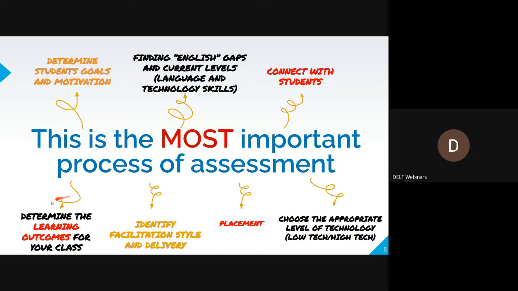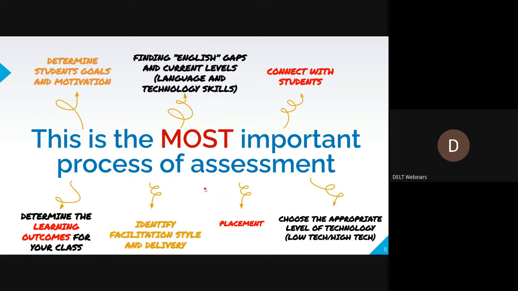Then, how does this actually affect your experience teaching? Based on the needs assessment, you can determine the learning outcomes of your class, right? Your syllabus, what goes there, and how you're going to plan your instruction. You are going to identify how to facilitate your class, the style, and how you are going to deliver. We talk about placement, like Nancy mentioned. Some people use TABE, sometimes you use CASAS. I would love to hear what you guys are using.